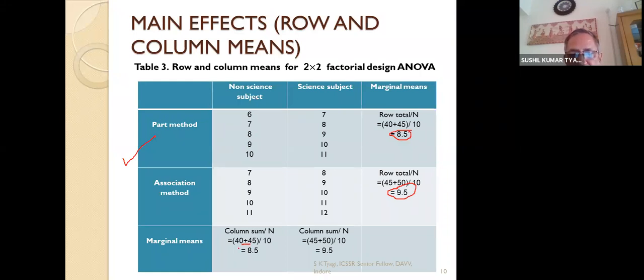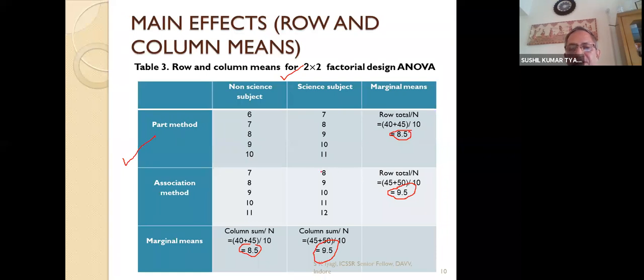And now come to the columns. Again, we have 8.5 and 9.5. These column means refer to the effect of subject. 9.5 is the mean of science subject, irrespective of method of teaching. 8.5 is the mean of non-science subject, irrespective of the method of teaching. So this is a second independent factor. So we are interpreting the effect of background subject on memory, the effect of method of teaching on memory, and their interaction. Now I come to the interaction.